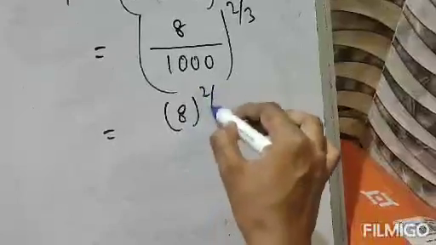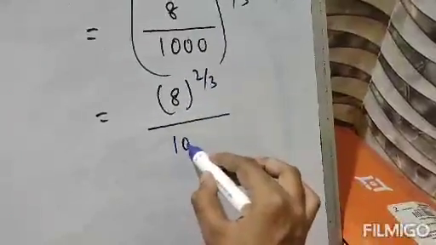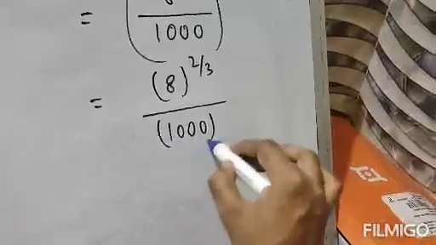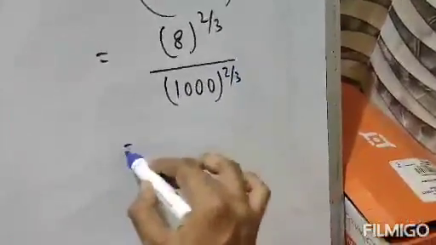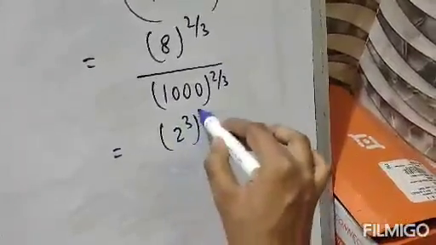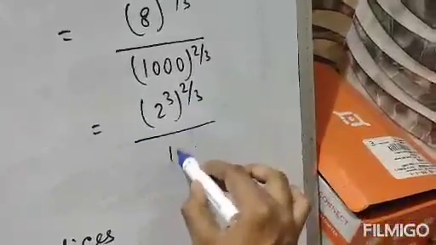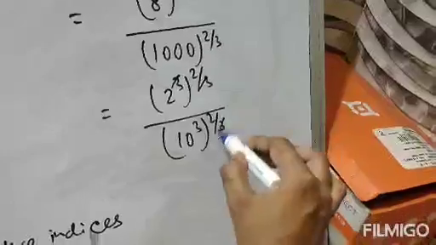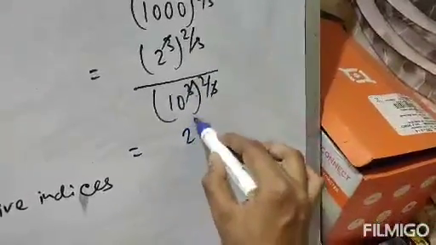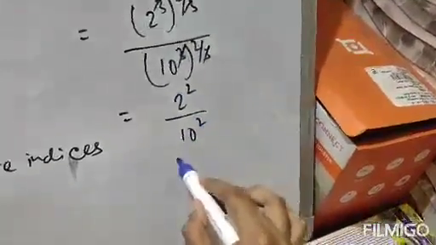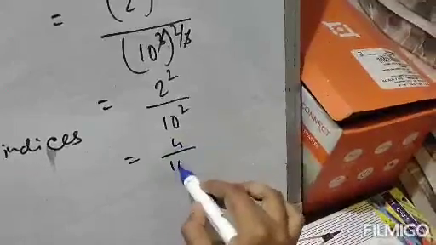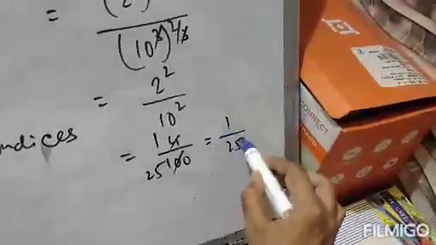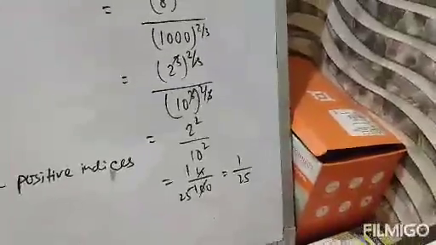That means it will be 8 to the power 2 by 3, and 1000 to the power 2 by 3. 8 is 2 to the power 3, 2 by 3, and 1000 is 10 to the power 3, 2 by 3. Now 3 reduces, so it is 2 square over 10 square. 2 square means 4, 10 square means 100, that means 1 by 25 is the answer. 1 by 25 will be your answer.